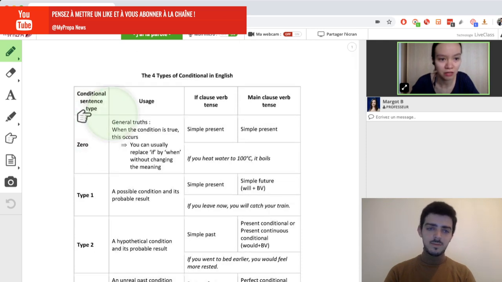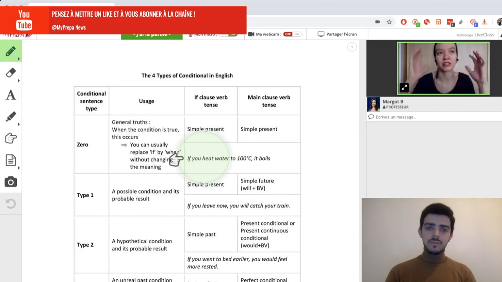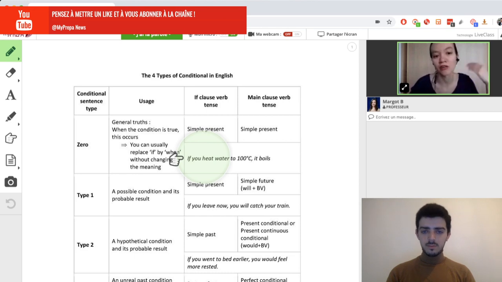So let's just go quickly over the different types. Conditional type 0 is when you're talking about general truth. The construction is simple present in the if clause and simple present in the main clause. For example, when the condition is true, there is a result. Generally for laws like physics, you will use this. For example, if you heat water to 100 degrees Celsius, it boils.